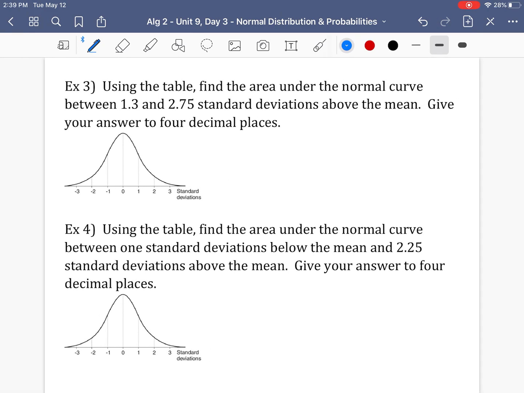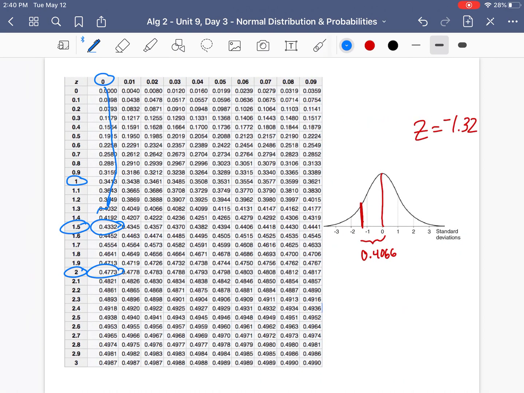All right. Using the table, find the area under the normal curve between 1.3 and 2.75. So 1.3 would be about here, 2.75 about here. So this is going to be a little bit trickier because we want to know the area between these two things. All right. So remember that the whole half is worth 50% or 0.50. So let's look up the further one first, 2.75.